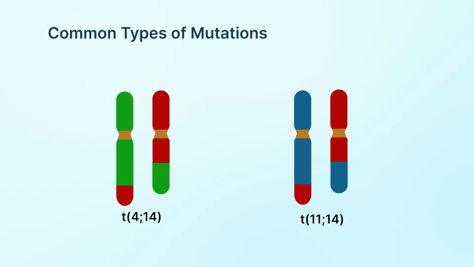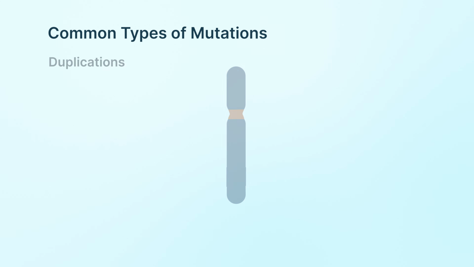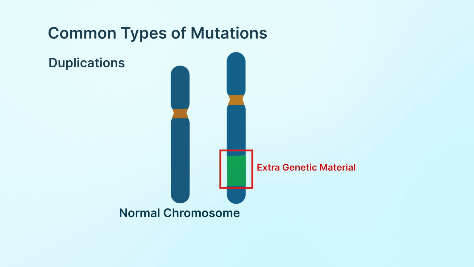Now, there's other types of mutations, like duplications. What that means is that a section of the chromosome breaks off and has more pieces added to that same part. So it's basically reproducing or replaying the same gene within a chromosome. And that causes extra genetic material in the gene and in the abnormal cell.